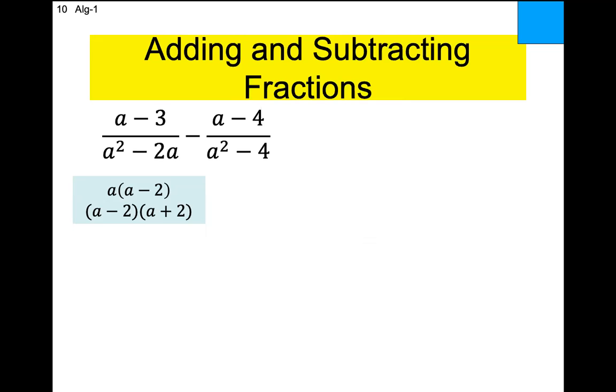To get a common denominator, I want everything. I got an a, I want an a. Is there another a to a higher power? No. So it's just a. I got an a minus 2. Is there another a minus 2 to a higher power? No, so I want a minus 2. Here's an a plus 2. Is there any other a plus 2? If this said a plus 2 to the third power, I'd want a plus 2 to the third power. You're not going to see that until algebra 2. So I want an a, I want an a minus 2.